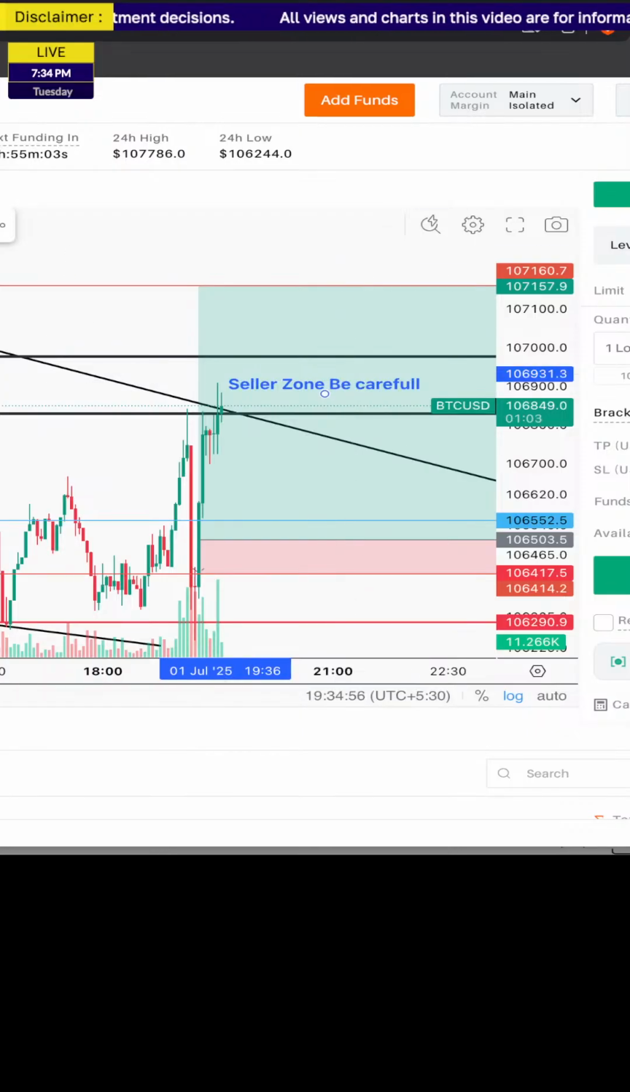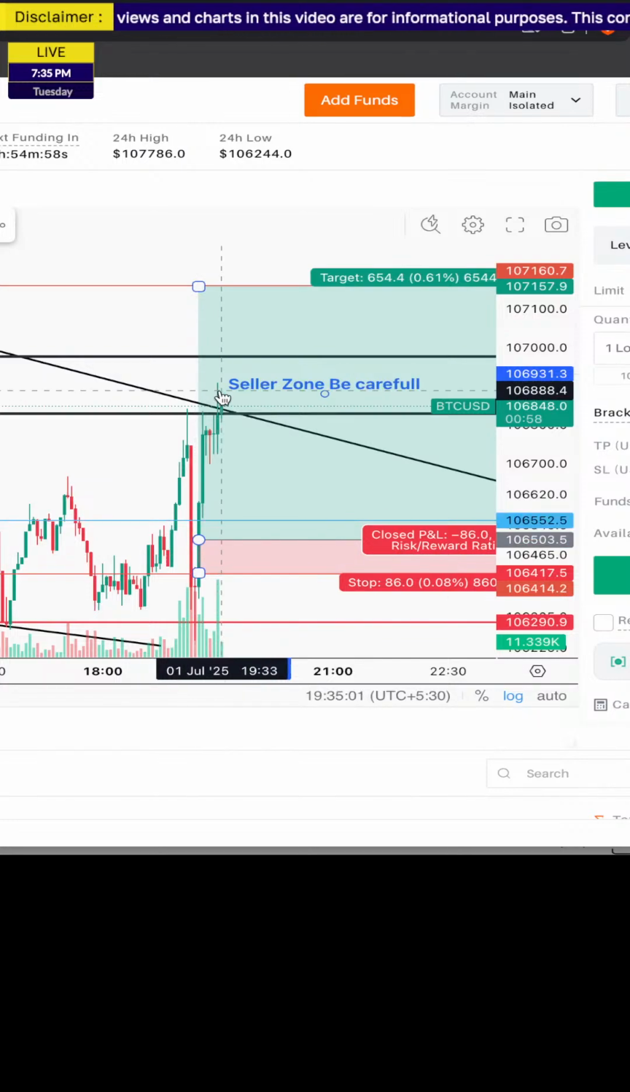Excuse me. This is the seller zone. We have to be careful since our entry is here. Market is at seller zone.